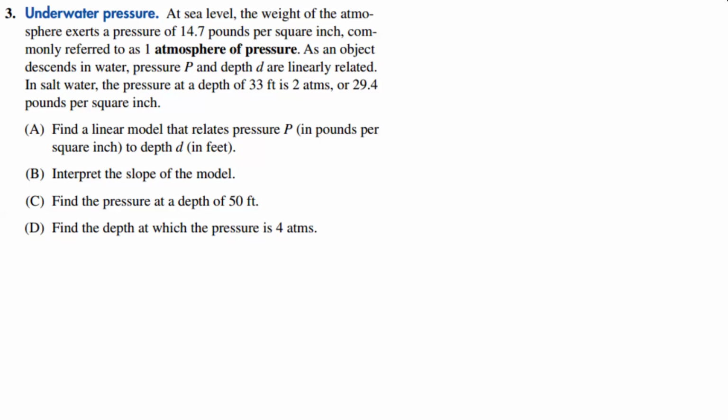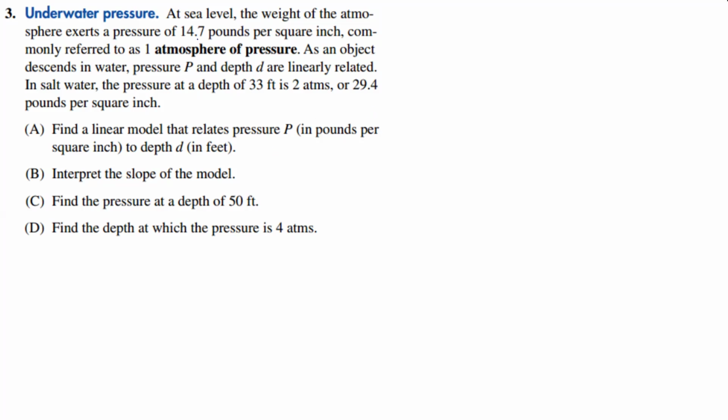And we need to find a linear model that relates pressure P in pounds per square inch to depth D in feet, interpret the slope, find the pressure at a depth of 50 feet, and then find the depth at which the pressure is 4 atmospheres. All right, so what we need to do is first come up with an equation. So what does it say?